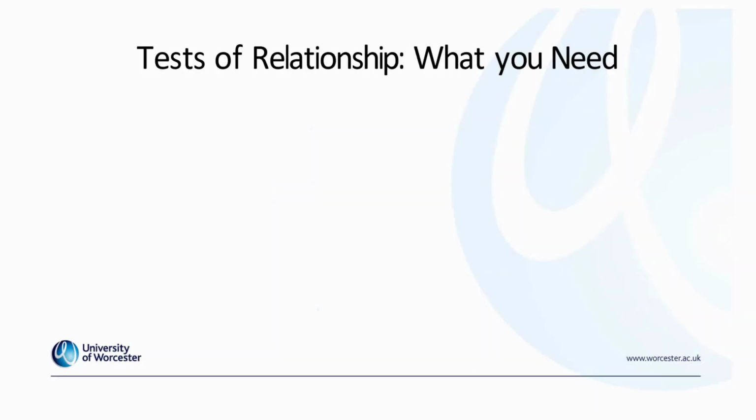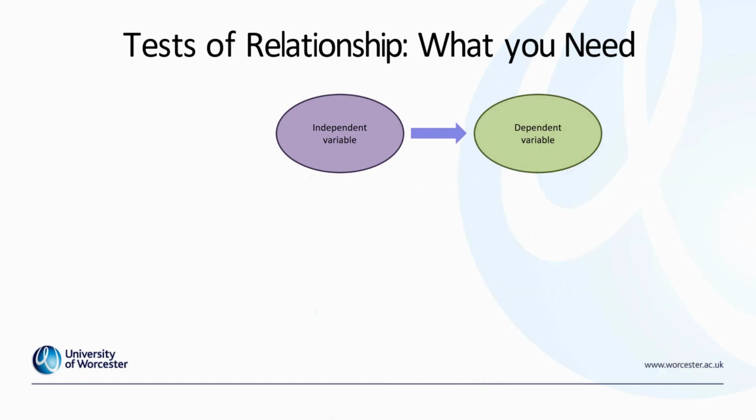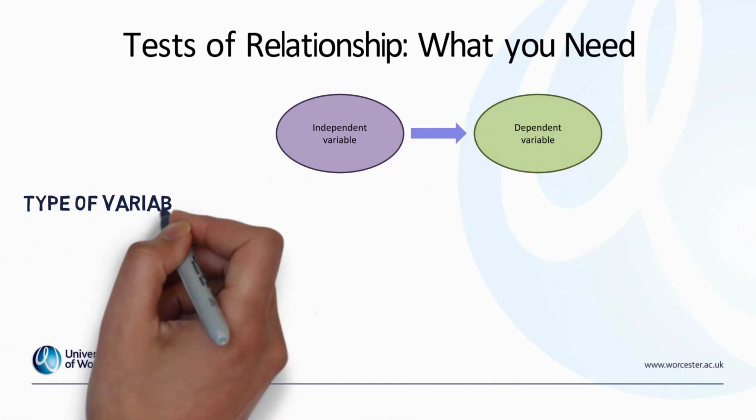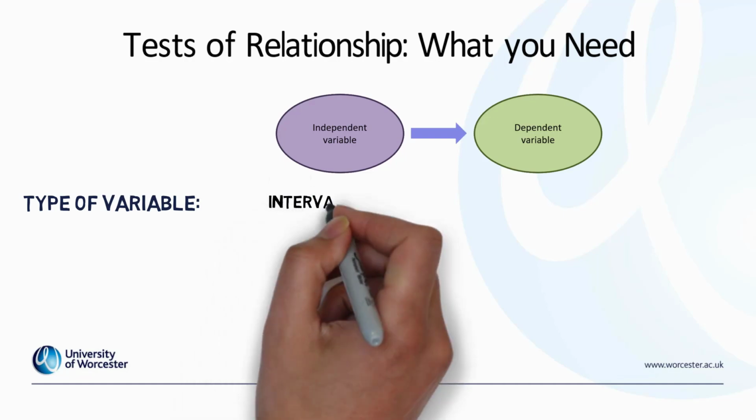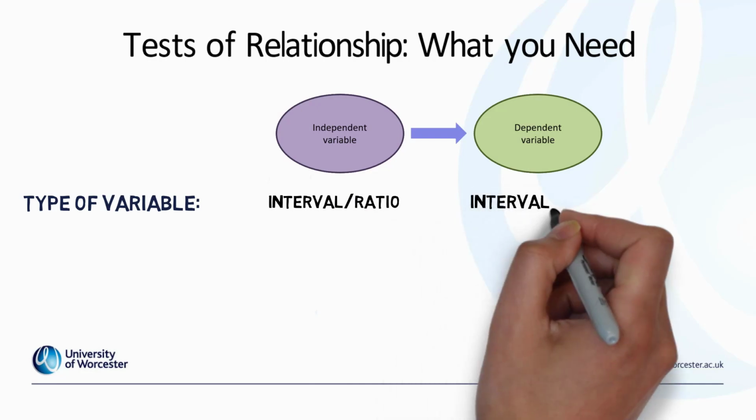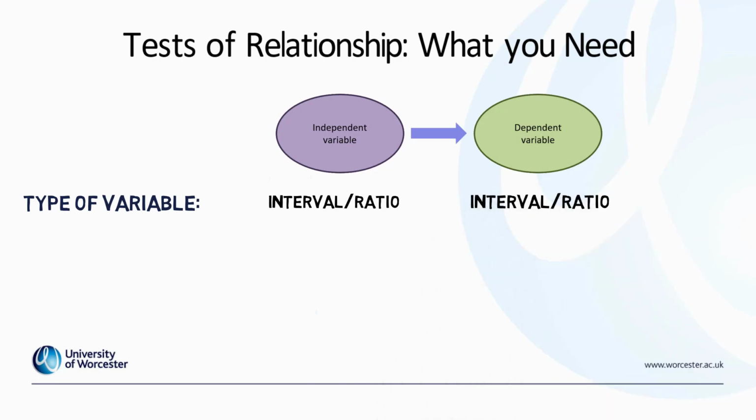So when it comes to tests of relationship, what do you need? Normally, both your independent variable and your dependent variable should be interval and ratio data. And this is often why people try and use Likert scales as interval or ratio data, because it allows the use of Likert scales in tests of relationship.